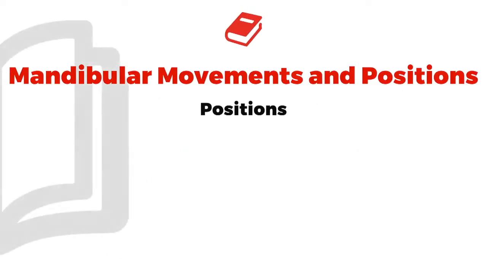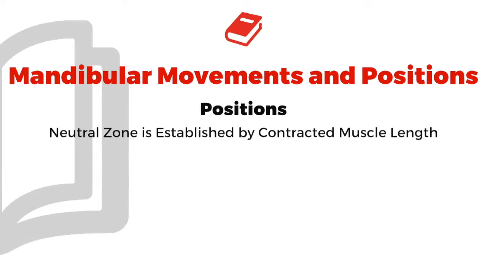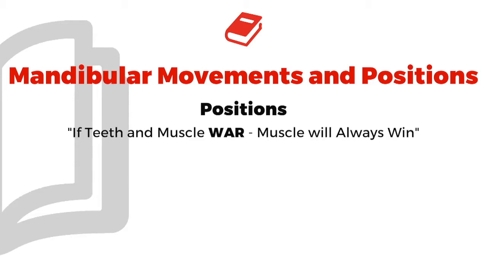Remember the neutral zone that you just read about. The neutral zone is established by contracted muscle length. Remember, it's the facial muscles pushing the teeth in, the tongue pushing them out. It's also the contracted length of the masseter. If something violates the neutral zone, where you've opened the vertical dimension, either by a restoration or by an appliance you've put in there, those muscles will return to their contracted length. You can remember this by saying, if teeth and muscle war, muscle will always win. They will always push the teeth back to where they're in balance between the muscles.